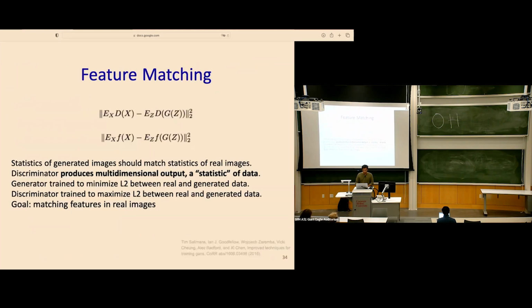Okay, so the first technique we're going to look at is feature matching, which is mainly used to combat the convergence issue and also reduce mode collapse. So we talked about mode collapse. It happens when the generator overfits to produce similar outputs, but we want to make our generator output more diverse. So we want to learn better statistics of the data distribution to make the generated distribution closer to the real one. So we make the generator produce a multi-dimensional output, which is the statistics of the data itself, instead of just a simple 0-1 label.